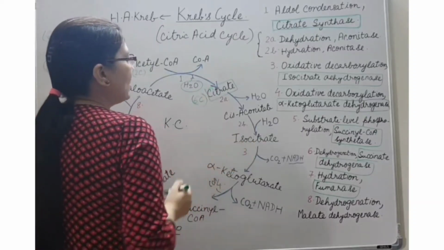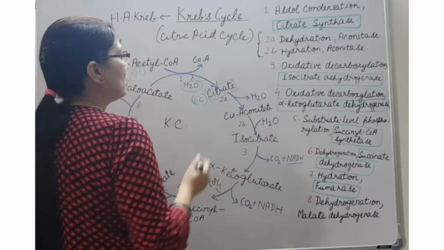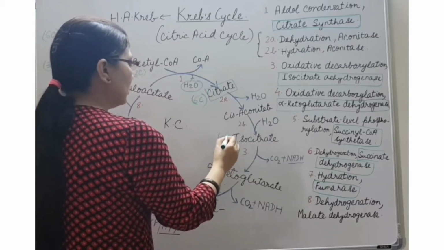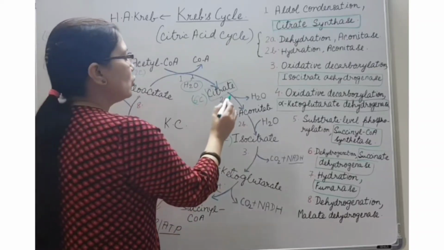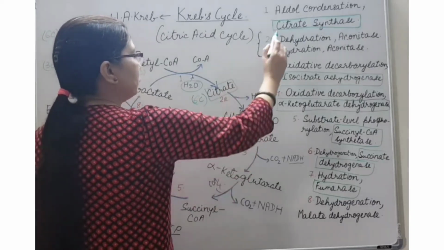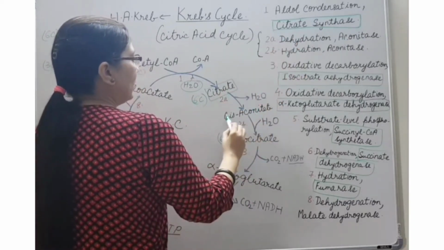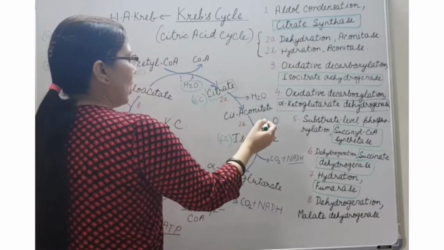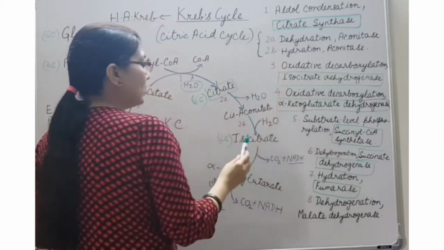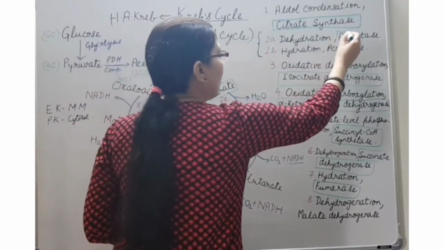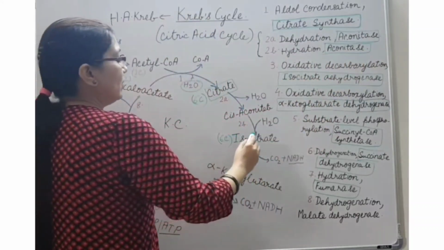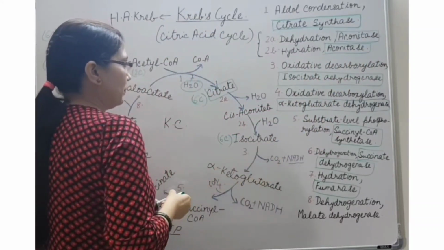The next step is the isomerization process, in which citrate is converted into isocitrate. This is also a 6-carbon compound. This takes place in 2 sub-steps. In the first step, a water molecule is released, dehydration. Then it gives cis-aconitate. After that, again a water molecule is added, hydration step. Both the steps are catalyzed by the enzyme aconitase and give the product isocitrate.